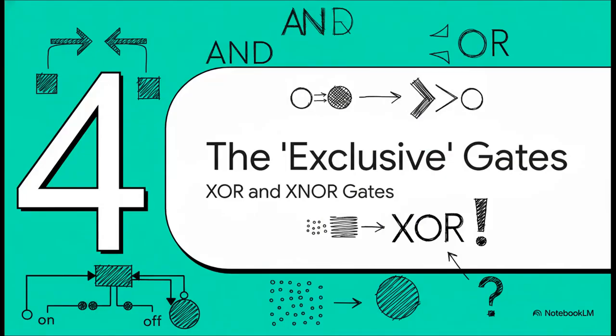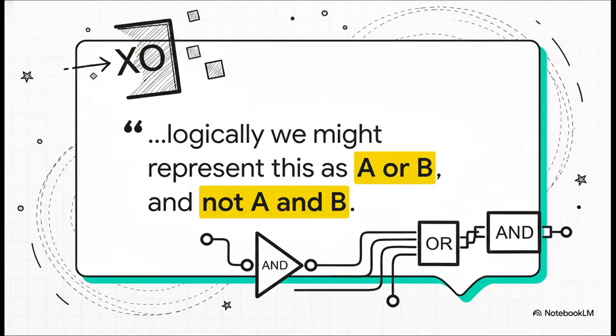So up to now, our gates have been answering questions like, hey, are both inputs on? Or, is at least one of these on? But what if we need to ask a more specific question? Like, are these two inputs different from each other? Now, we could build a fancy circuit to figure this out using the gates we already have. The logic would be something like one of the inputs has to be a 1, but they can't both be 1. It's doable, but it would get a little messy. Thankfully, there is a single gate designed for this exact job.